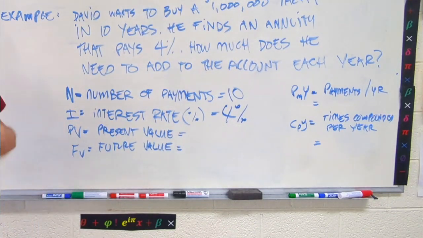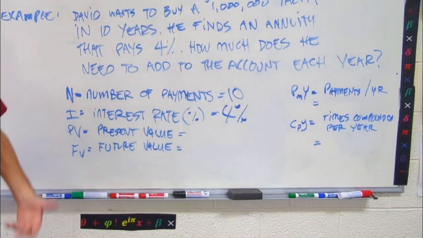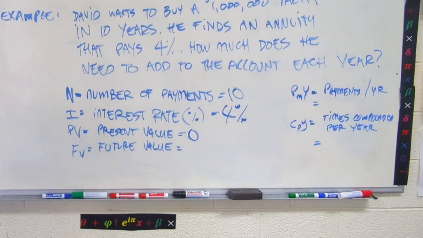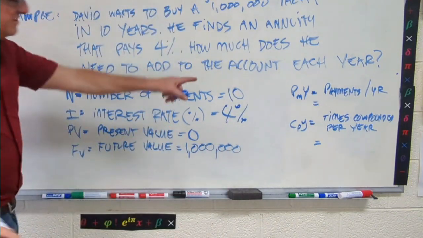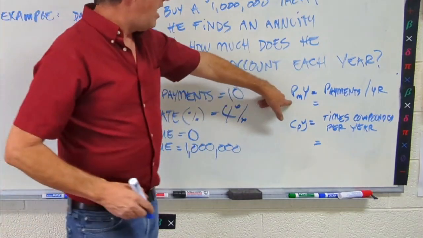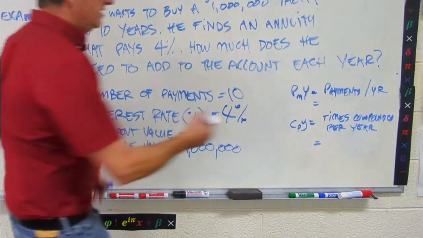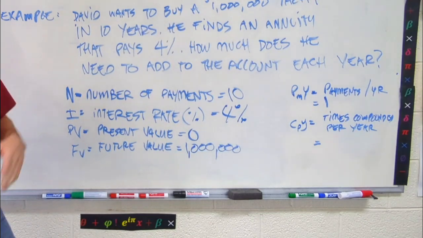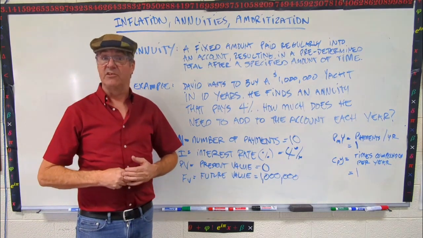PV, present value, what's that going to be? 0. We're starting from scratch. We don't have anything in the account. We're building and growing the account. So that would be 0. Future value, that's the target value, and that's the $1 million. So we got $1 million as FV. Now these last two are a little weird. PMY is the number of payments per year. He's only putting in 1 payment per year, so that's 1. And then the number of times compounding per year is also 1. All right, so those are our variables. Now, let's jump over to the computer and see how that looks.